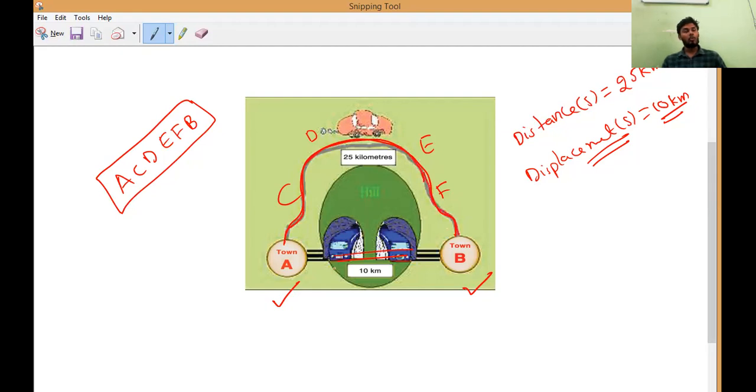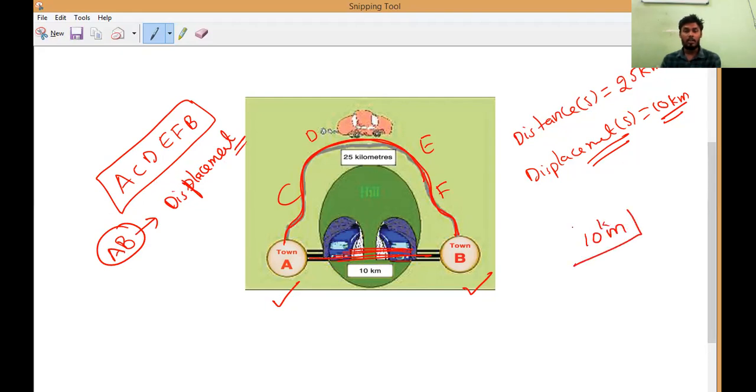Now, what is the shortest distance between points A and B? The shortest distance is AB, no other way. Shortest distance is called displacement. That is what you have to remember. So this figure is how much? 10 kilometers. And the distance is how much, guys? 25 kilometers. Clear, everybody? That is what you have to understand.